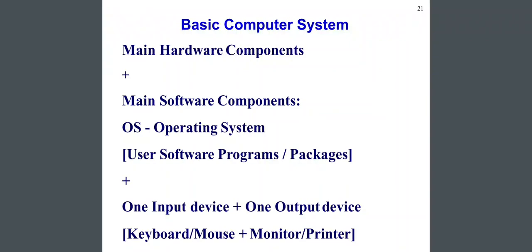Basic computer systems: main hardware components, plus main software components like the OS (operating system) and user software programs or packages, plus one input device and one output device. A keyboard or mouse is an input device, and a monitor or printer is an output device. So the main three things are main hardware components, main software components, and input or output devices.